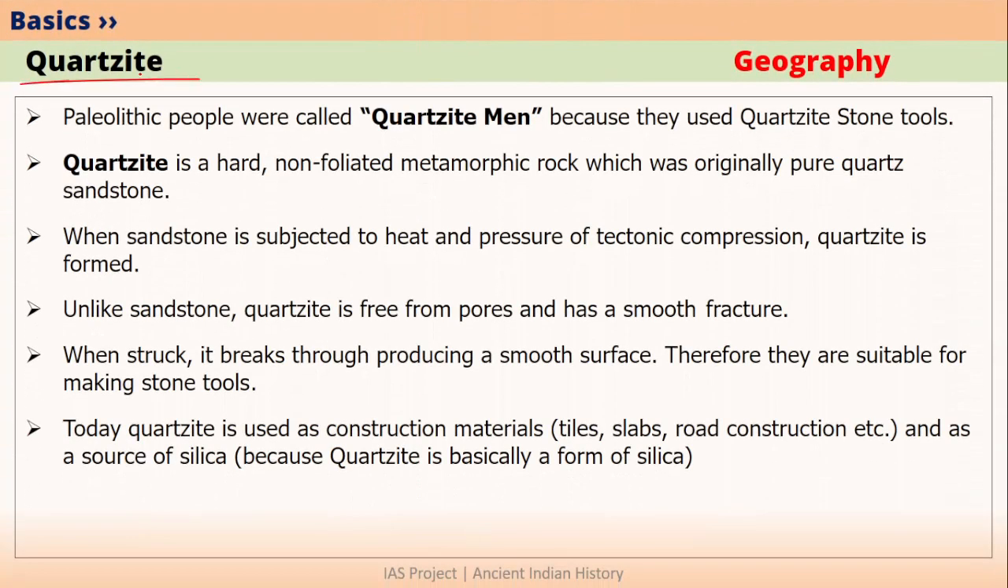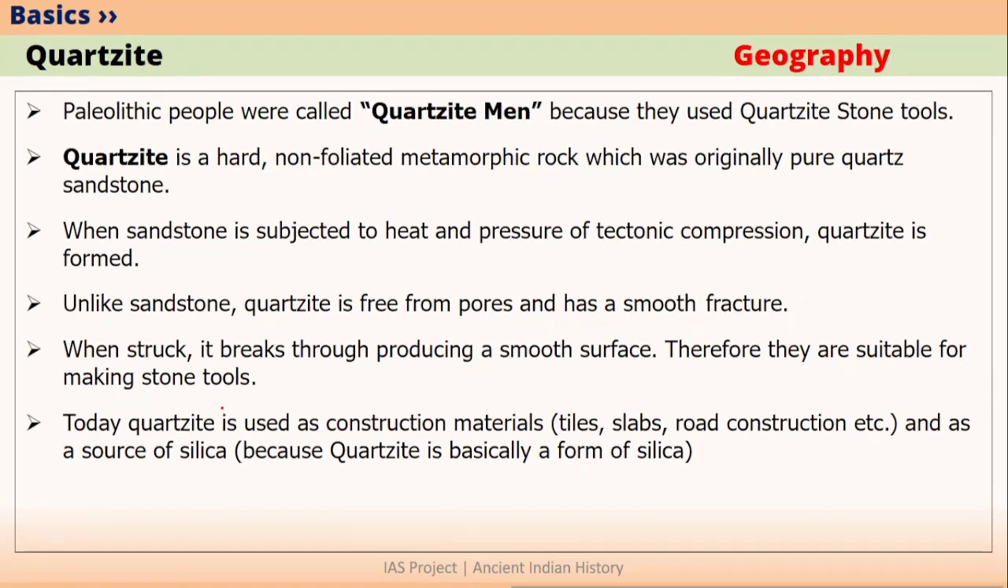So if we talk about quartzite, quartzite is a metamorphic rock. That is why it is free from pores, and when it is broken, it breaks into a smooth surface. That is why it is very suitable for making stone tools.